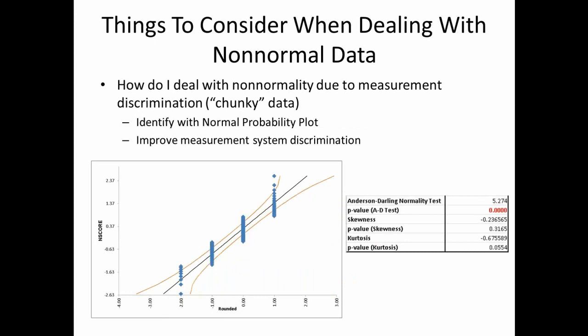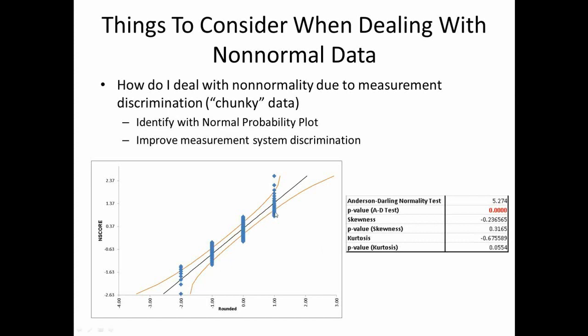The next issue that we have is chunky data. Chunky data is a situation where you have problems with measurement discrimination. The best way to see that is with a normal probability plot. What you're looking at are these vertical lines, or vertical stacks of data. When you see that, it's telling you that your measurement system is not able to resolve the values between, in this case, integer values.